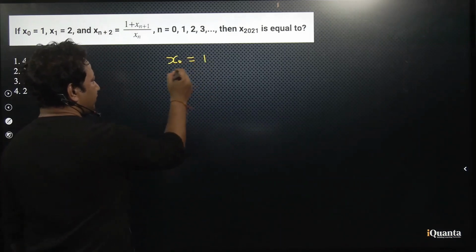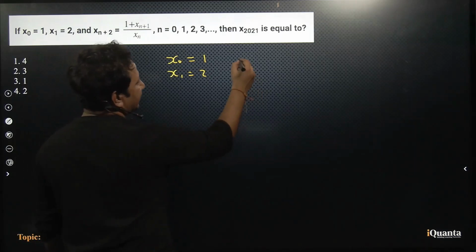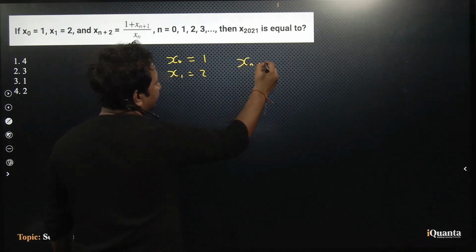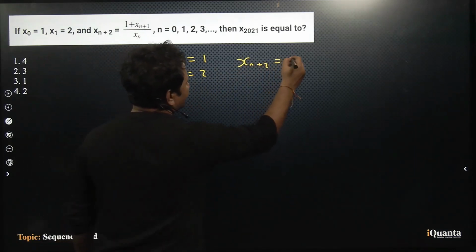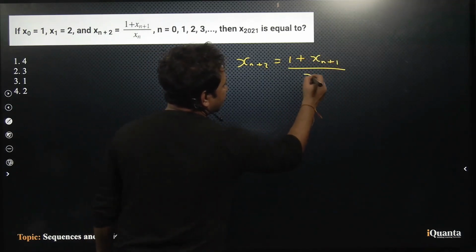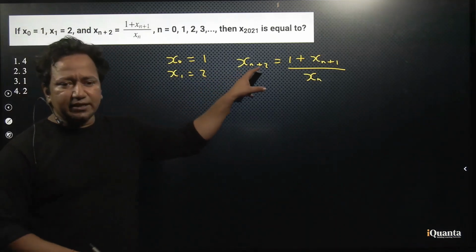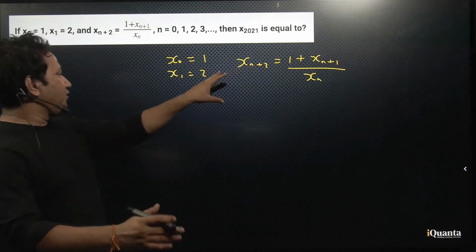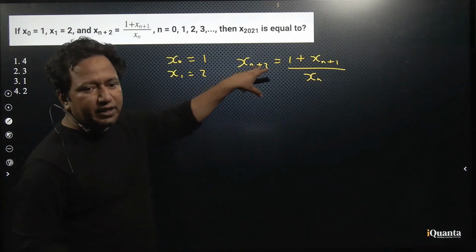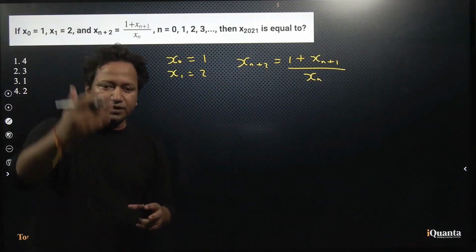x0 is given as 1, x1 is given as 2, and to find the further values, we have a formula where x(n+2) is equal to (1 + x(n+1)) whole upon xn. So if you need to find the value for x2, I'll just put n is equal to 0 over here. If I want to find the value for x3, I can put n is equal to 1 and so on. I'll keep on doing this until I get a proper pattern.